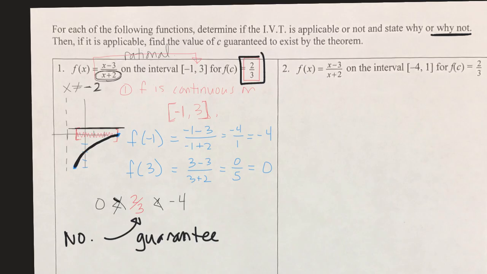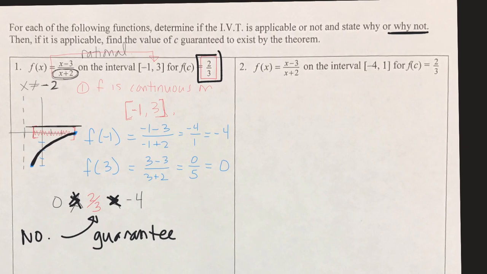I guess it should have gone this way, huh? -4 is the smallest. It still doesn't work either way. Okay? So those are the things that we have to do in every single IVT problem. We have to talk about its continuity, and then we have to find the two endpoints of our function. Okay? So how about the next one?